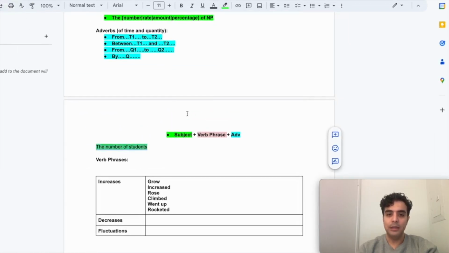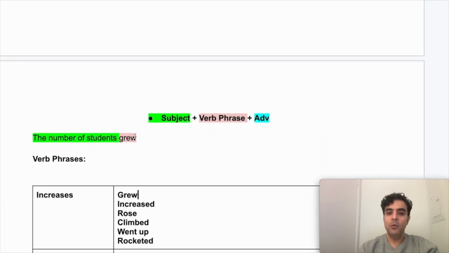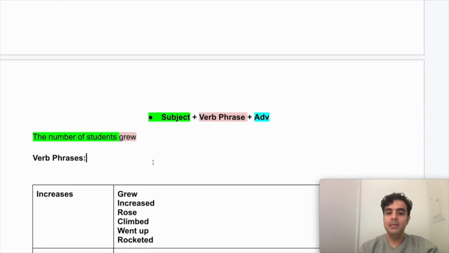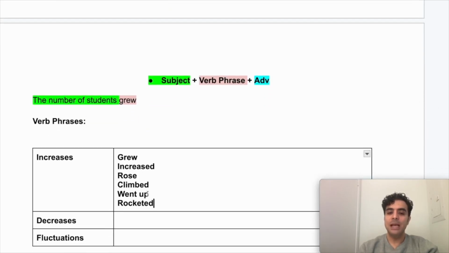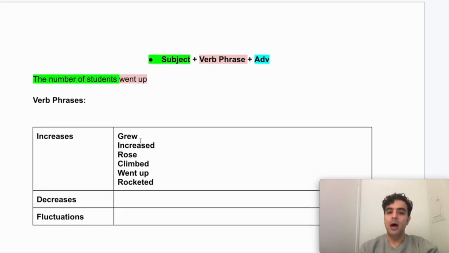We'll highlight it in green. And then following this, we're going to mention our verb. So in this case, I'm going to say the number of students grew. Okay? So as you can see, my verb, I'm going to highlight the verb phrase in this color. But remember, sometimes it's more than one word. So for example, went up. That's why we refer to it as a verb phrase. So instead of saying the number of students grew, you could say the number of students went up, right?